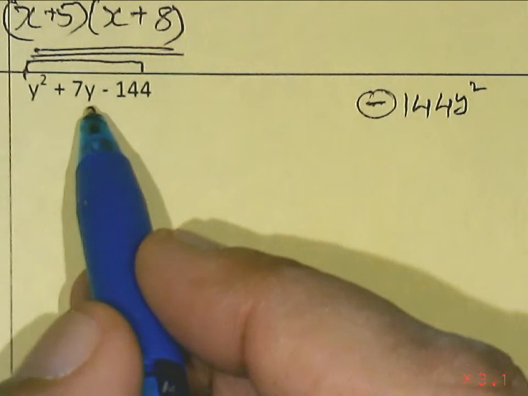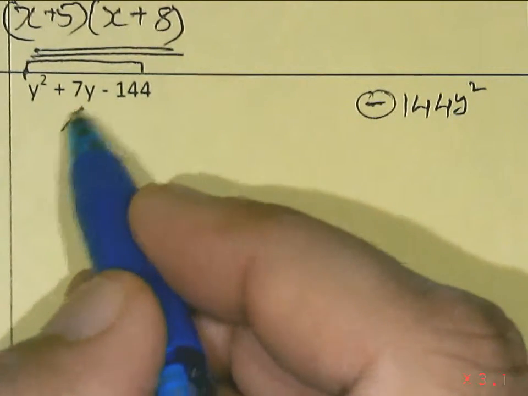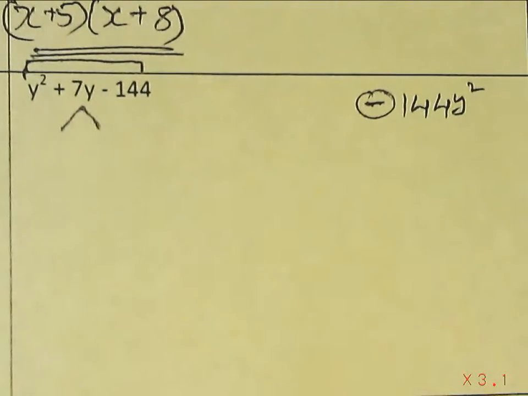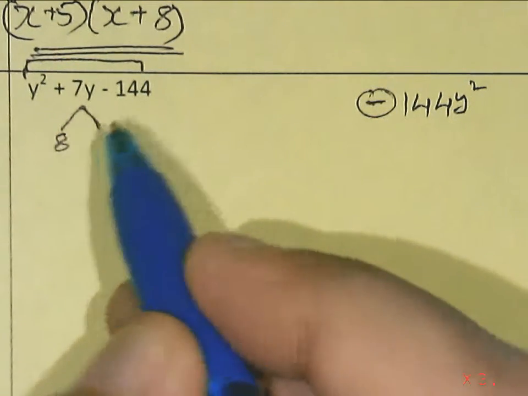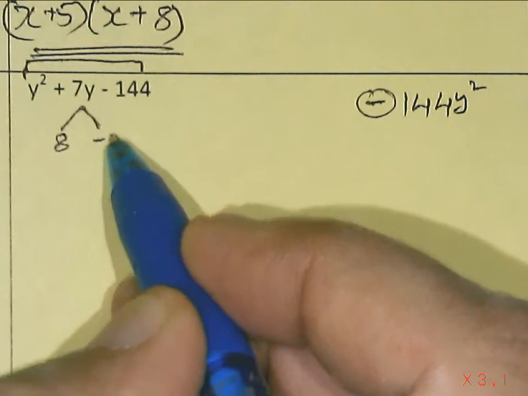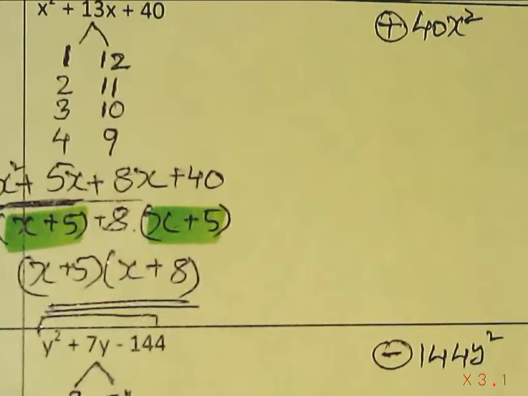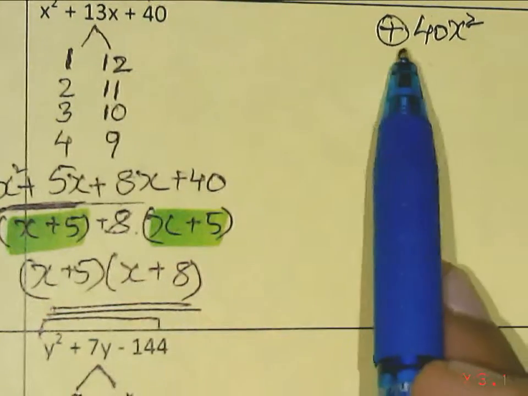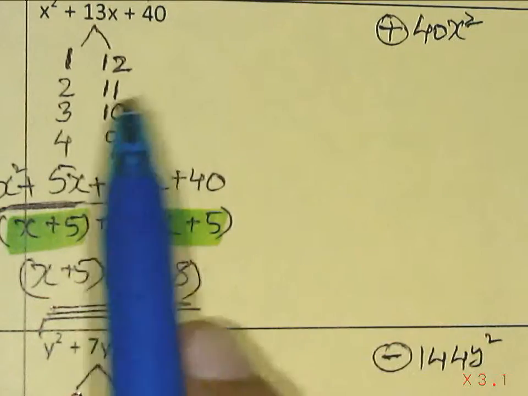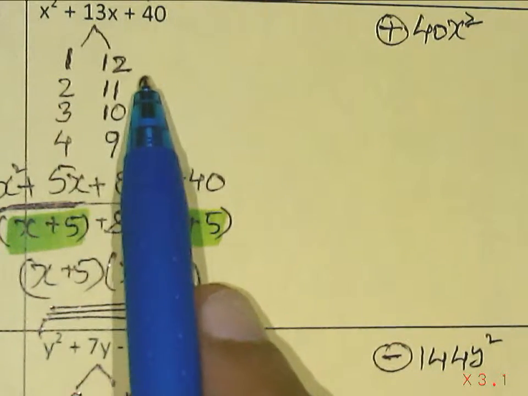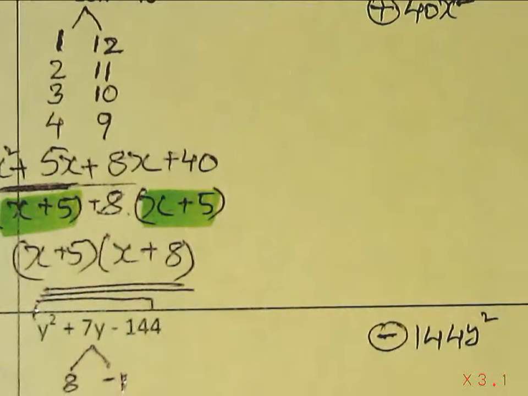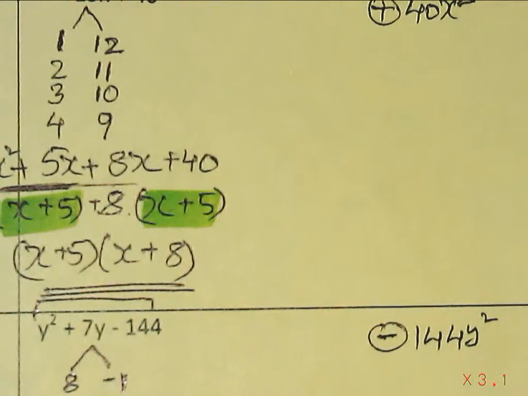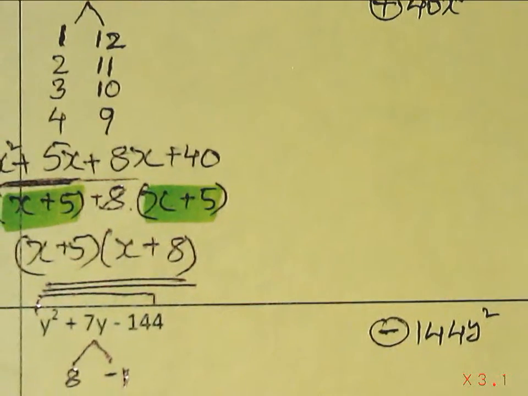So the middle term is 7 here. More than 7 means what number I have to take? 8. That's a good answer. So if I am taking 8, minus 1. See that in the previous question there was a positive sign, so I added 1 and 12. 1 plus 12 makes 13. And here there is a negative sign, so I am subtracting. I am not adding this time.